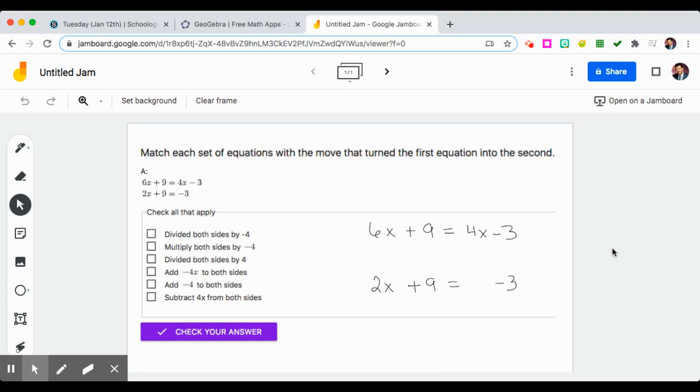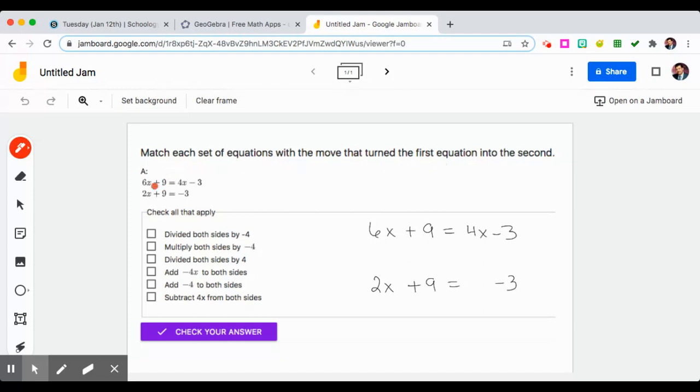All right, guys, I just wanted to really quickly go through a video walking you through how you can start working through your activities for today. This is one of the activities you'll be working on. There'll be 4 problems. This is just the first one. What it's doing is it just wants us to match each set of equations with the move that turned the first equation into the second one.